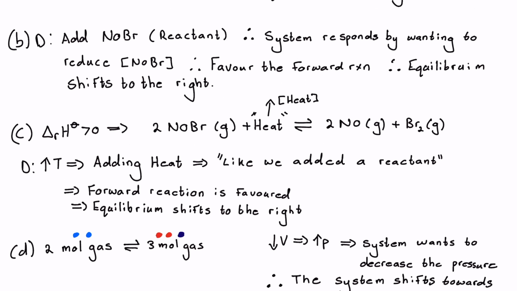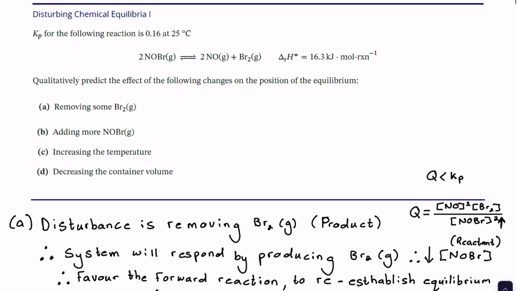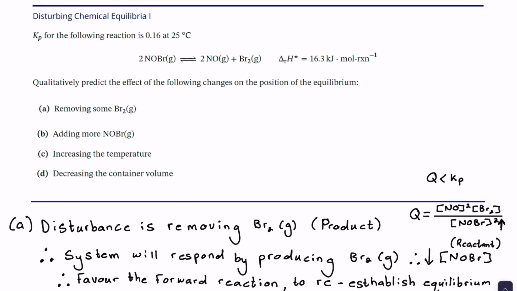Temperature is connected to the enthalpy, and you model enthalpy as heat, and you need to figure out whether it's a reactant or a product, depending on whether your reaction is exothermic or endothermic. And then you can easily note if you're adding heat or removing heat. And concentrations, you can either look at the reaction quotient or you can figure that out with Le Chatelier's principle. Okay, so that's disturbances of chemical equilibria in a nutshell.